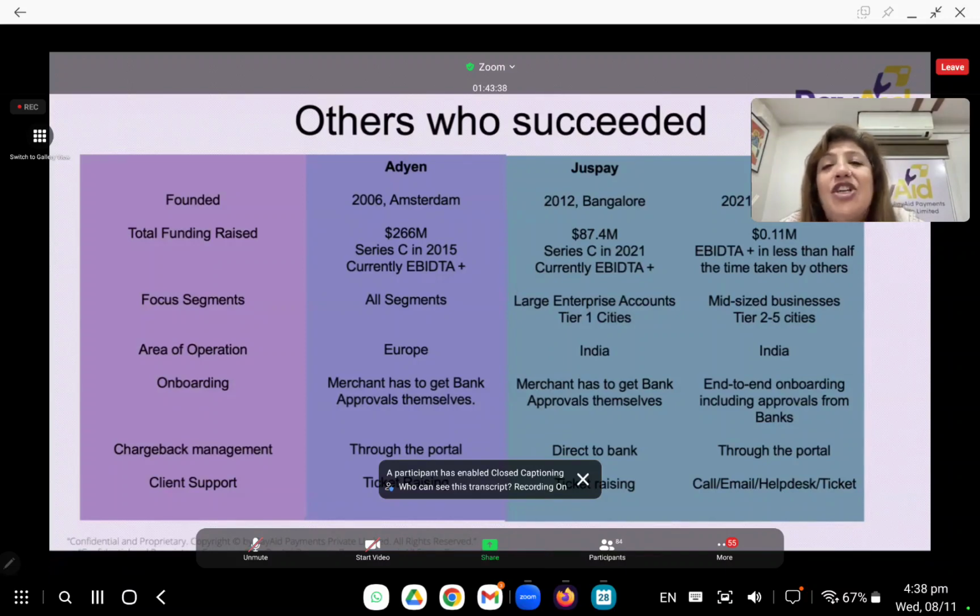The major difference between JustPay and us is that JustPay works with only the large enterprise accounts and only in Tier 1 cities, whereas we work with mid-sized businesses in Tiers 2 to 5. Another difference between JustPay and Pay8 is that JustPay will ask you to go to the bank, get your own MID and come, and then they will plug it in. Whereas we take care of the entire end-to-end process because we understand that mid-sized businesses do not have time to spare for these things. So we collect the KYC, we get the identifications from the various banks and aggregators and plug it in, and the merchant's ready to go live.